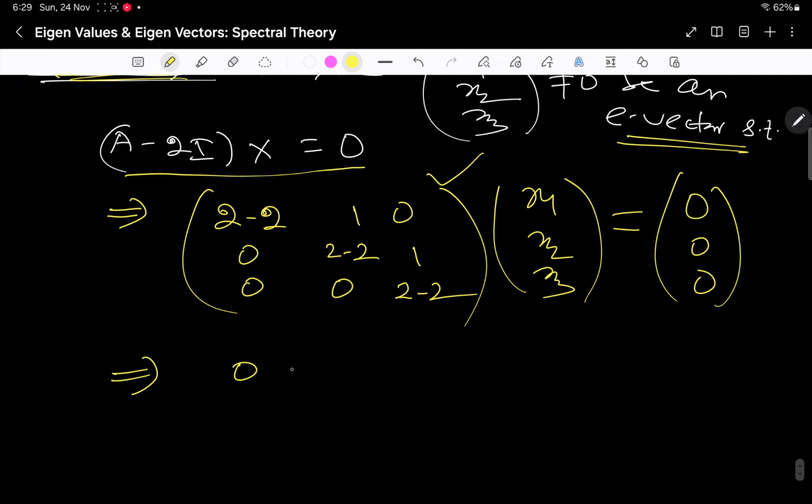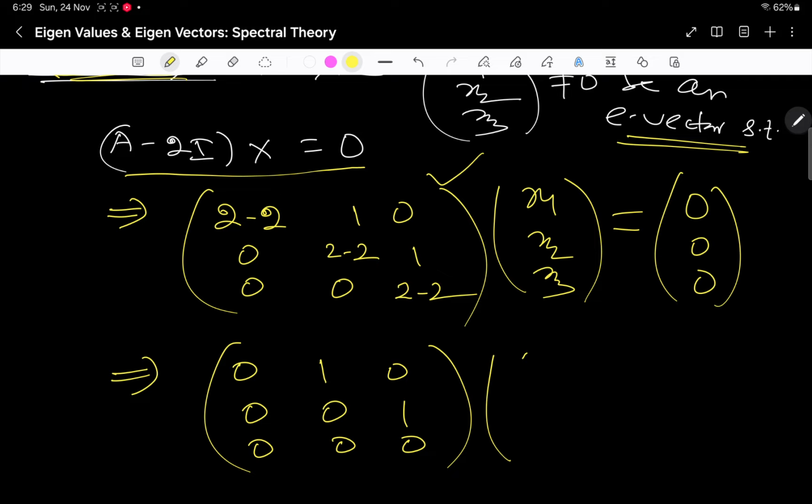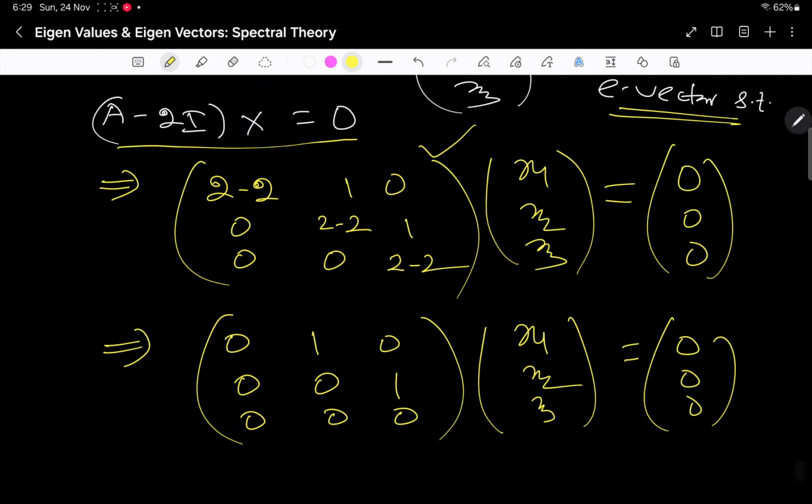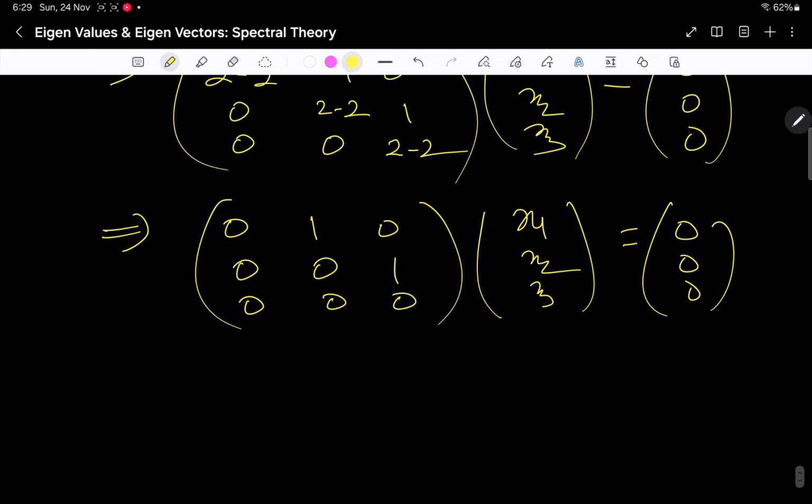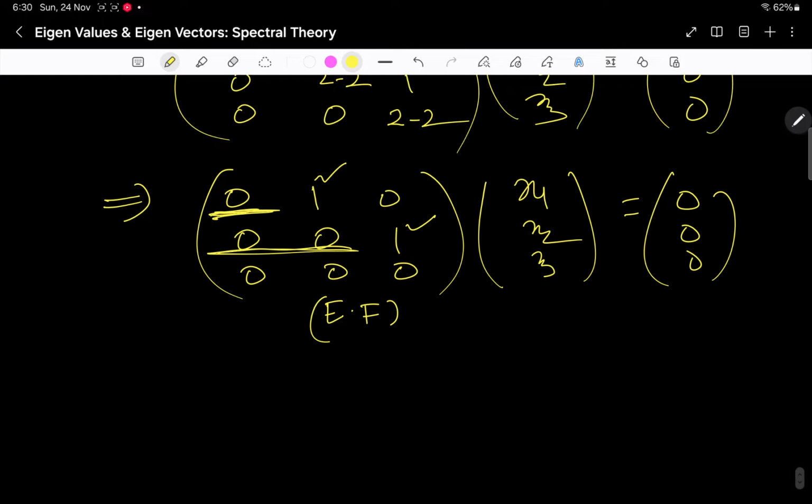So now what will happen? This is 0 1 0, 0 0 1 and 0 0 0, which is already in simplified form, equal to 0 0 0. Nothing can be solved here now. It is already in echelon form. You see here the first non-zero entry is 1 with 0 below it; the next non-zero entry is 1 with two zeros. So it is already in echelon form, and no further simplification is possible here.